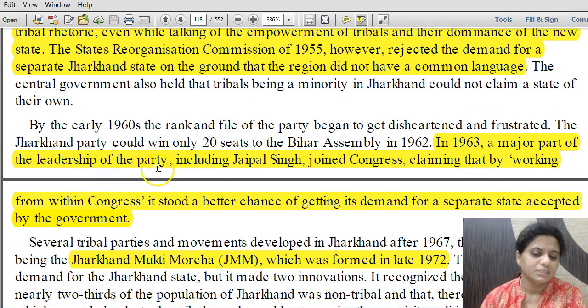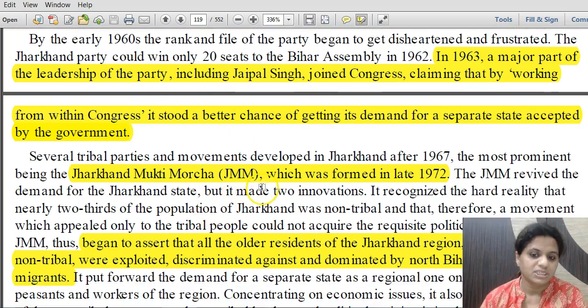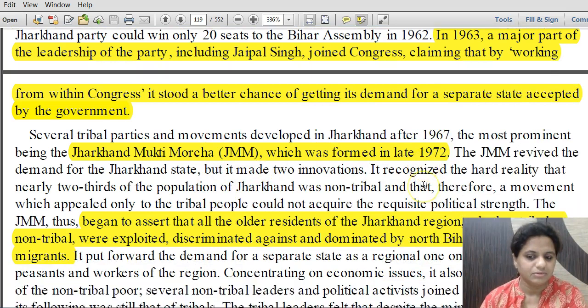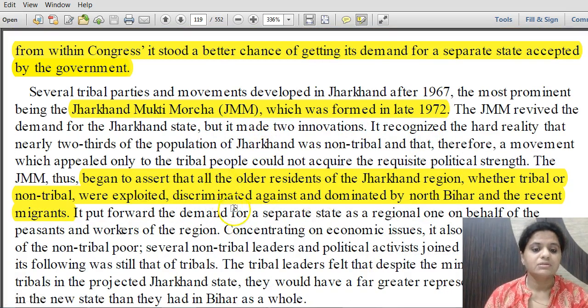In 1963, a major part of the leadership of the party, including Jaipal Singh, joined Congress, claiming that by working from within Congress, it stood a better chance of getting its demand for a separate state accepted by the government. So this resulted at that time in the issue being ended. But then Jharkhand Mukti Morcha, JMM, was formed in late 1972. And here the JMM began to assert that all the older residents of Jharkhand region, whether tribal or non-tribal, were exploited, discriminated against and dominated by North Bihar and the recent migrants.